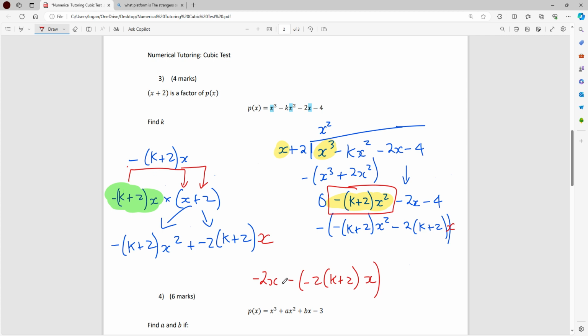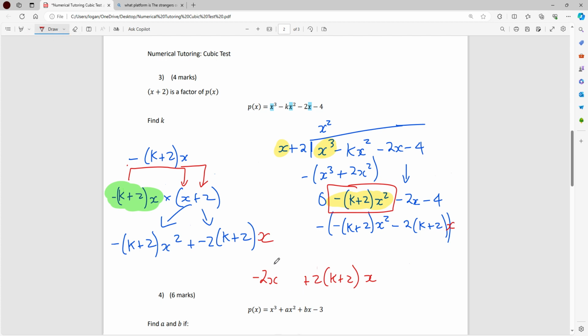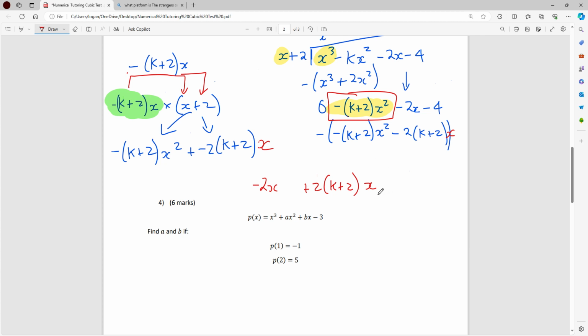Okay. So what we can do is distribute that negative. So you have a positive there, so you can write that as a positive at the front. So it'll be plus. What we can do here is just factor out the x. So negative 2x plus 2 of (k plus 2)x. This is the same as negative 2 plus 2 on (k plus 2) with a factored out x. Okay, so you can write this guy under here.